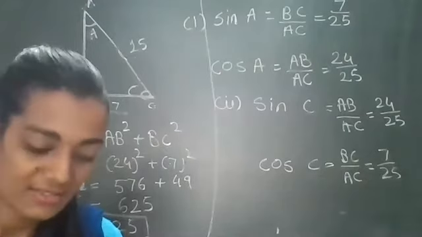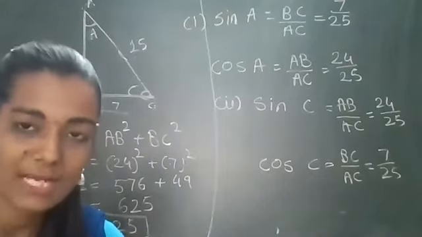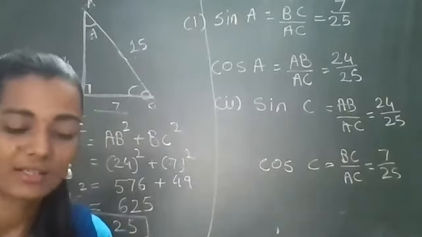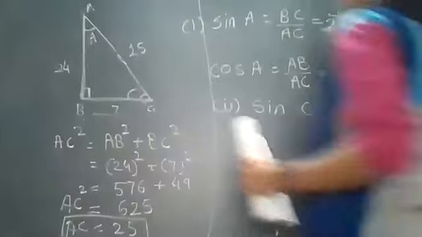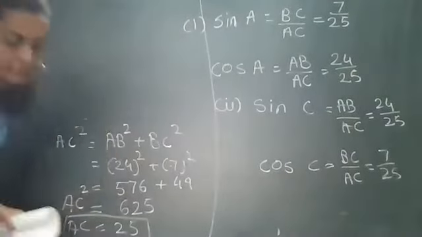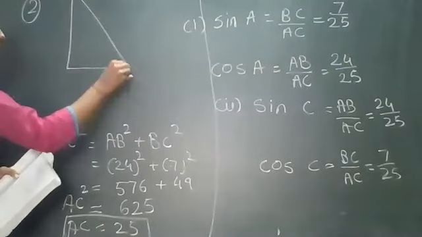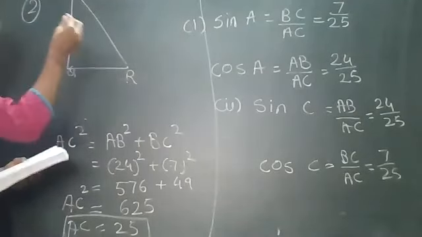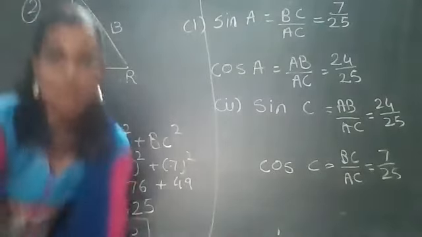We are going ahead with the second sum. In figure 8.13, find tan P minus cot R. The figure has been given just beside the sum question. So now we are going to solve that sum. In this, PQ is given as 12 centimeter and PR is given as 13 centimeter. We have to find out QR first.